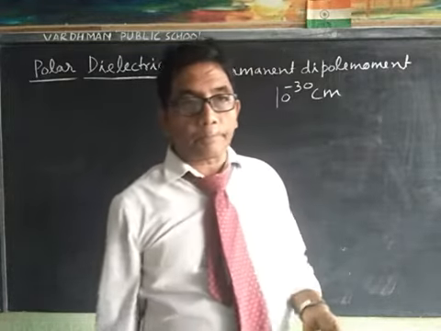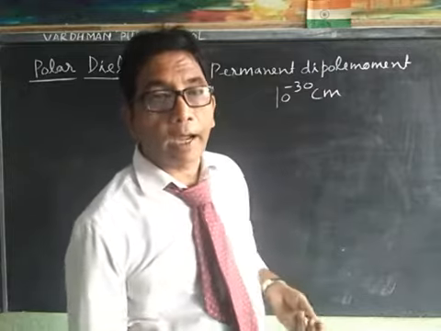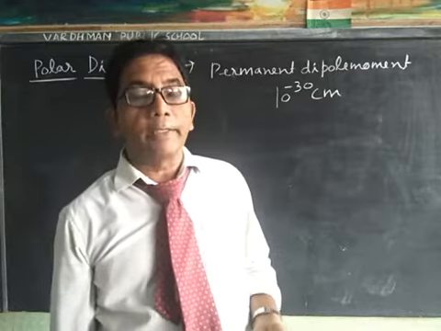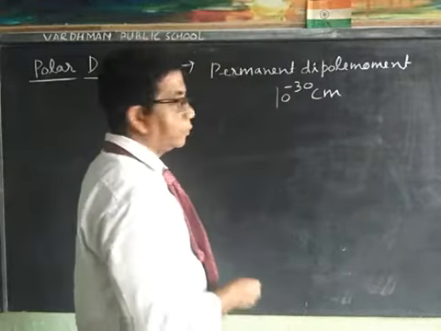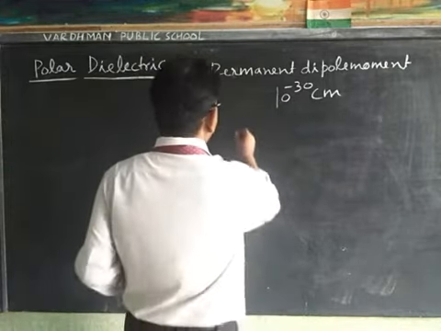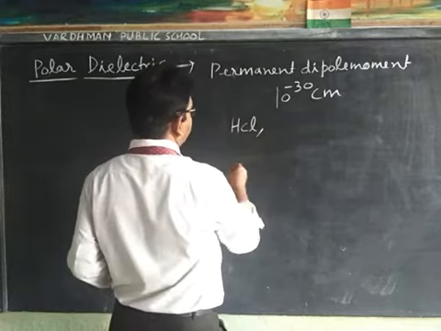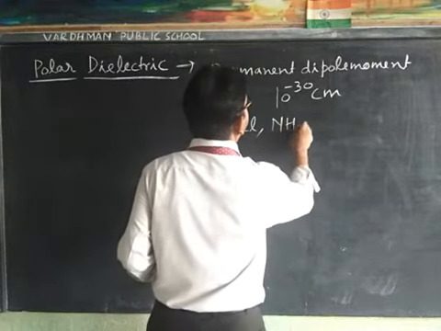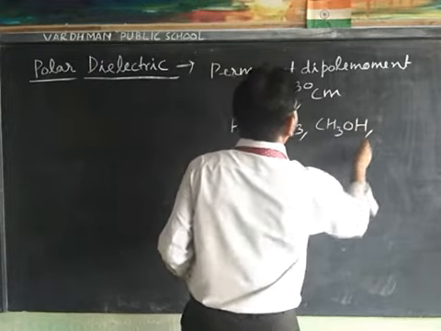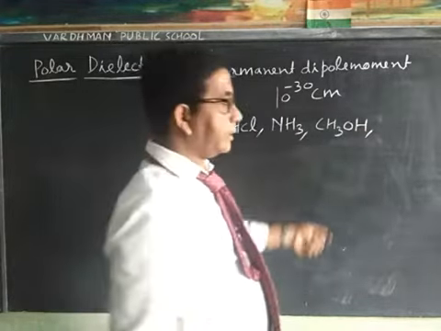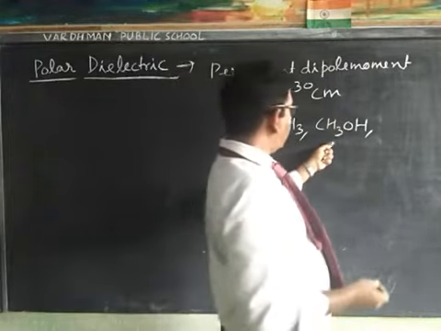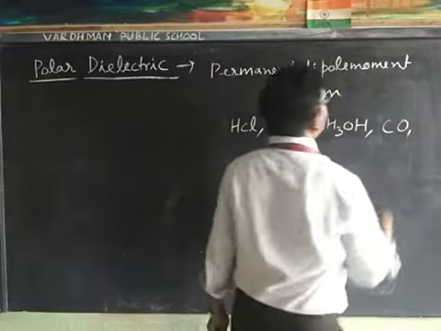What are examples of polar dielectric? HCl, hydrochloric acid, ammonia NH3, carbon monoxide, and methyl alcohol. These are the examples of polar dielectric.